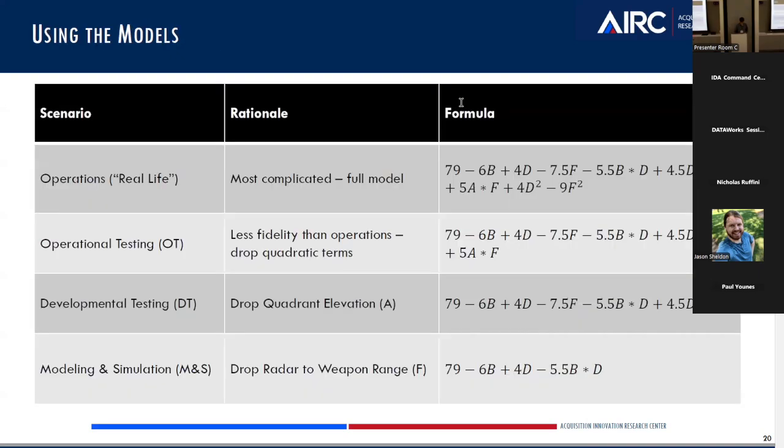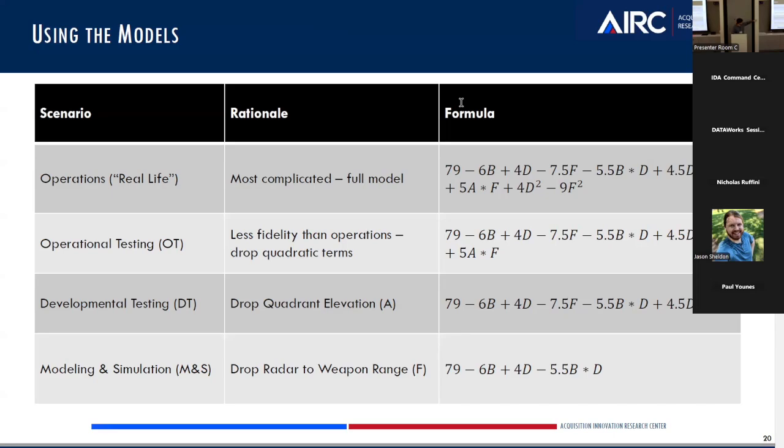Okay. And so we're going to take that model and use it to mimic the types of data we might get for the DoD. We're going to use that full model as our operations model. This is the approximation to real life, because it's the most complicated thing. In practice, when we test, we're not going to be able to fully recreate what we would see in real life.